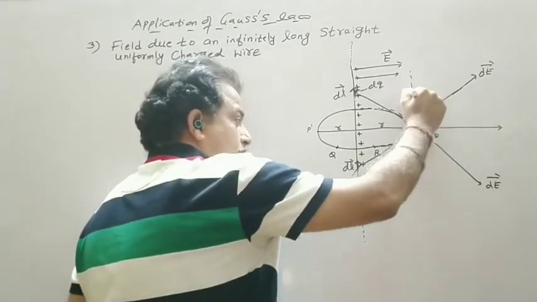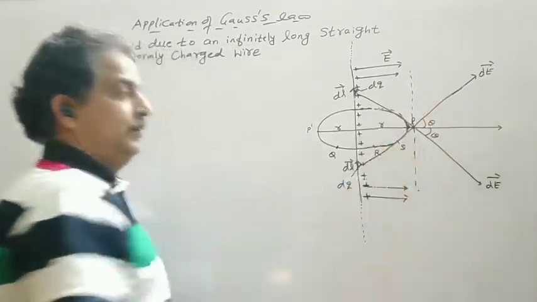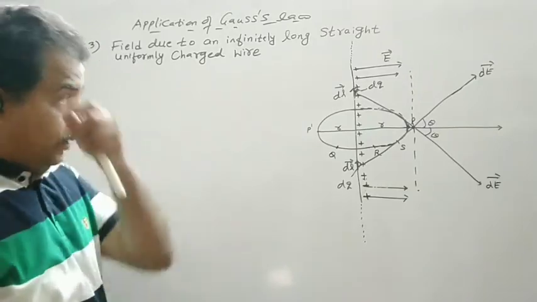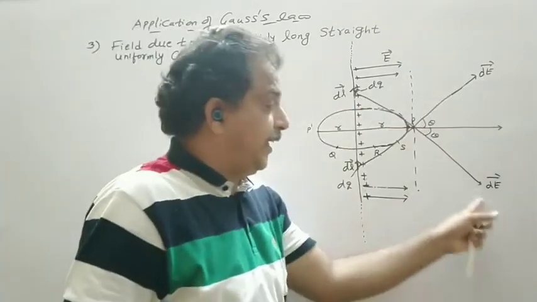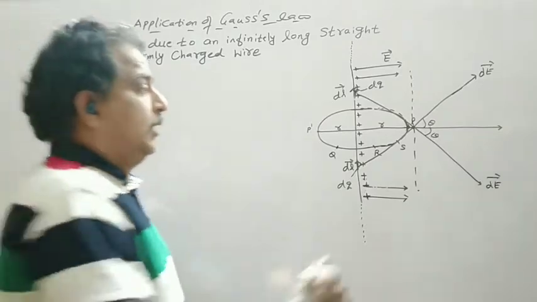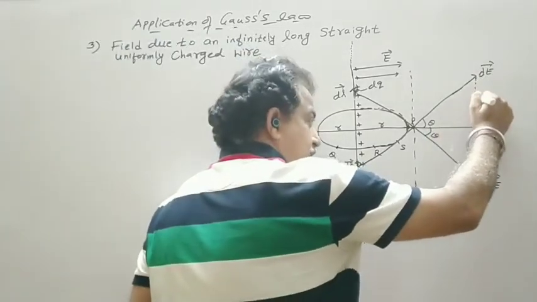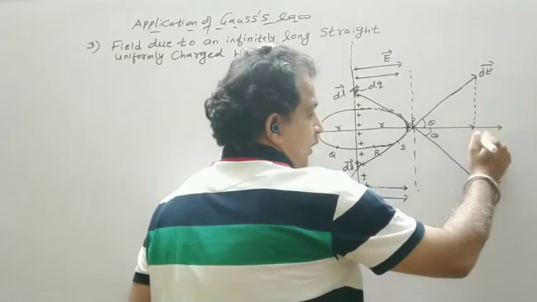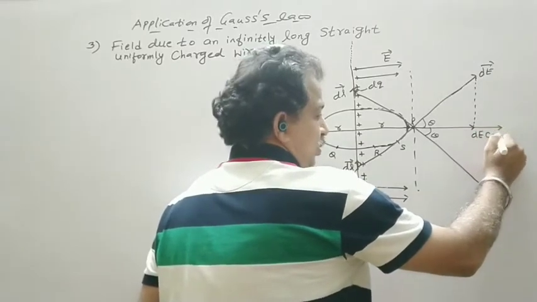Now, if I draw a Cartesian coordinate system here, dE vector is two-dimensional. So you have to resolve this. Now, if I take this component, it becomes dE cos theta.